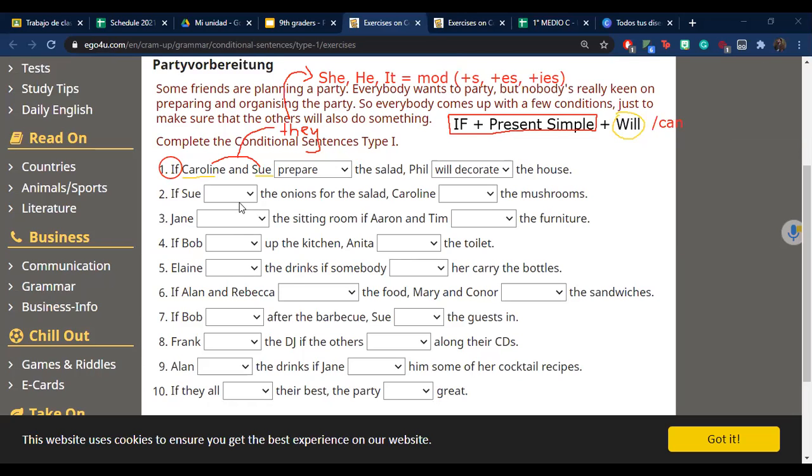Sofía Hermosilla, can you continue with the number two? If Sue will cut the onions for the salad, Caroline peels or will peel the mushrooms. Miss Sofía Hermosilla. Yeah. Cuts. If Sue cuts the onions for the salad, Caroline will peel.